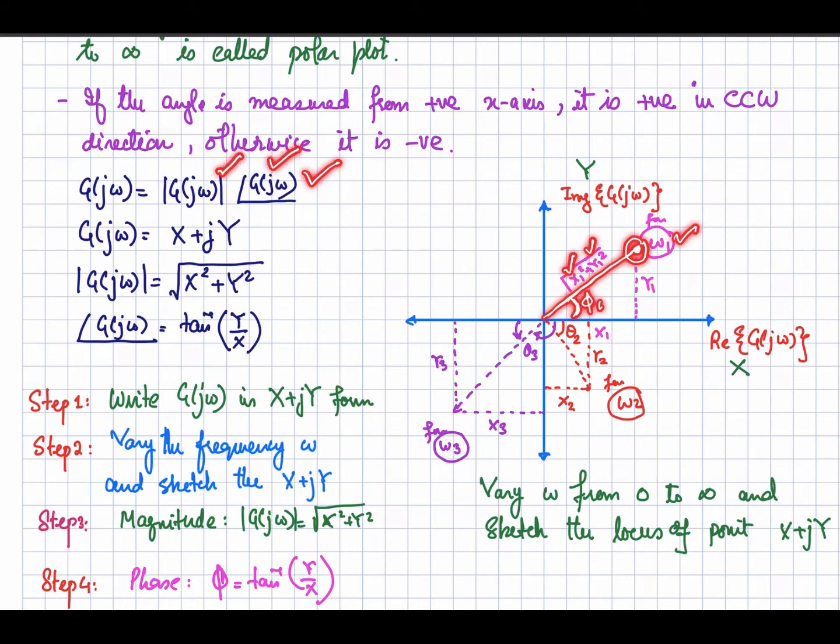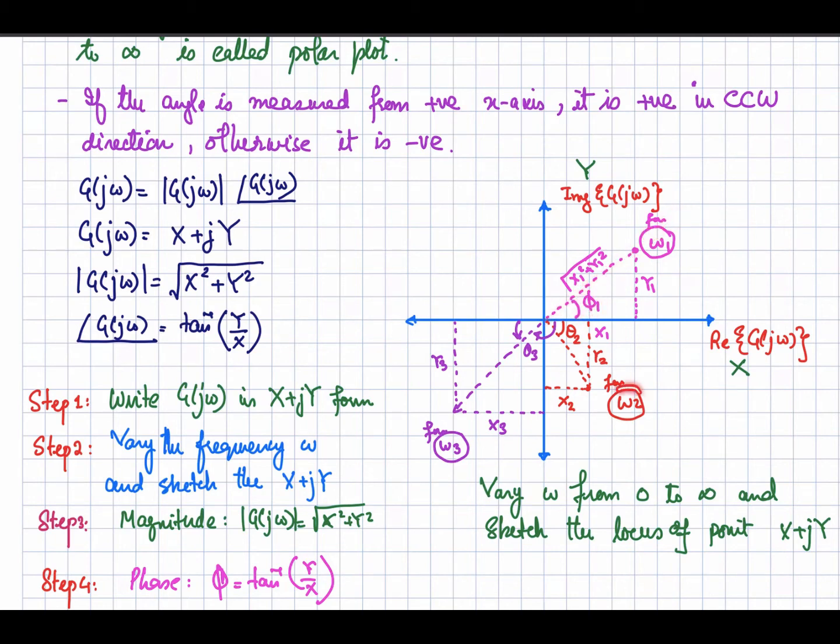Our sinusoidal transfer function has a magnitude and a phase, and it can be represented as x plus jy. Its magnitude will be the square root of x squared plus y squared, and its phase will be given as the tangent inverse of y by x. So for one particular frequency ω1, suppose we are at this point. The magnitude is the square root of x1 squared plus y1 squared and the phase is phi 1.